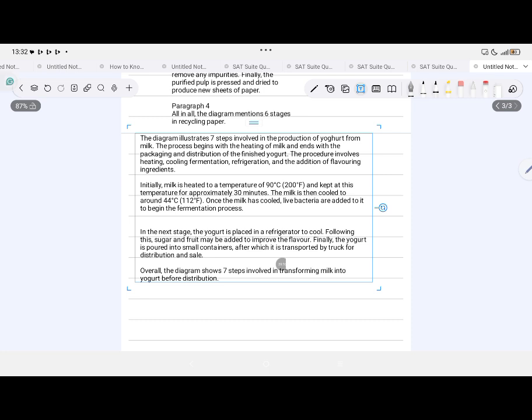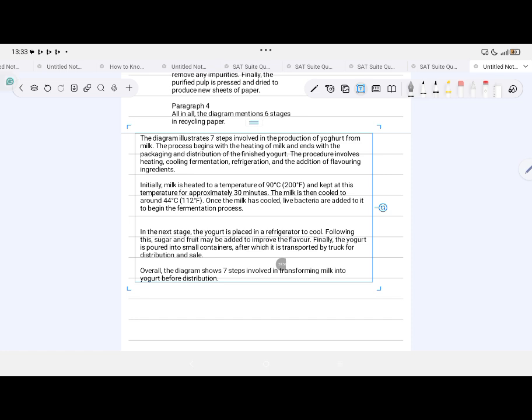Let's read together. The diagram illustrates 7 steps involved in the production of yogurt from milk. That's just rewriting the question basically. Then an overview that mentions the exact things you'll be talking about later on. The process begins with the heating of milk and ends with the packaging and distribution of the finished yogurt. The procedure involves heating, cooling, fermentation, refrigeration, and addition of flavoring ingredients.